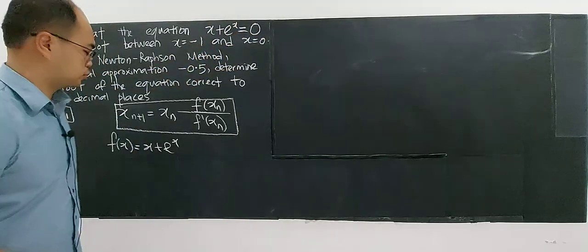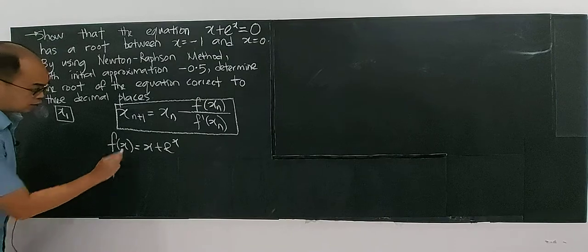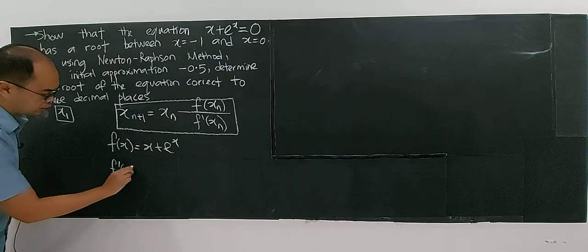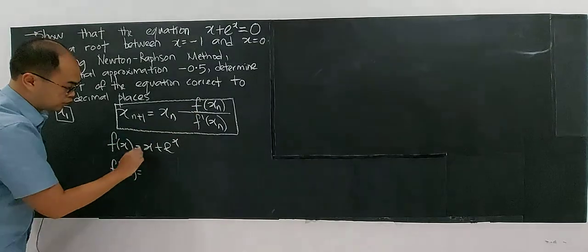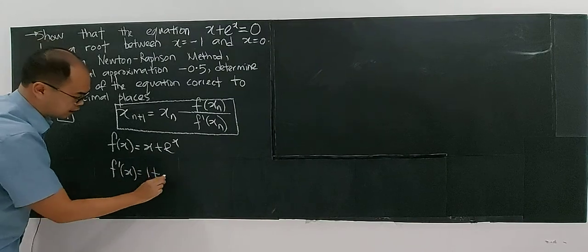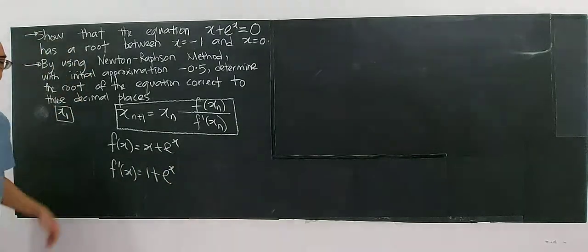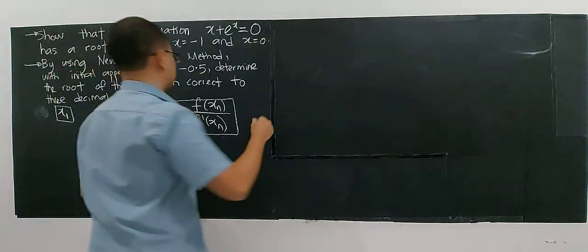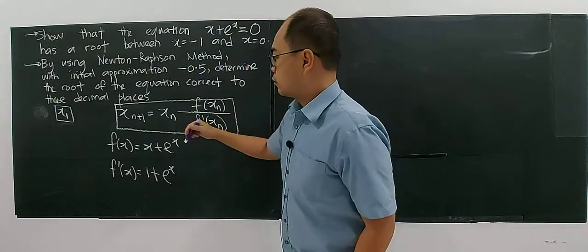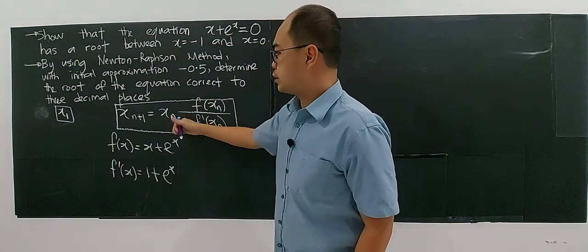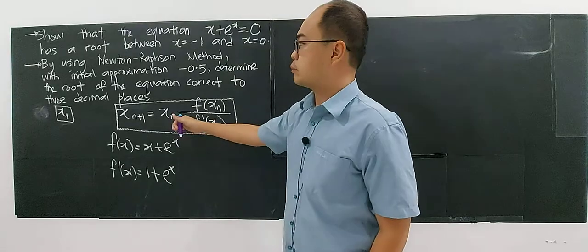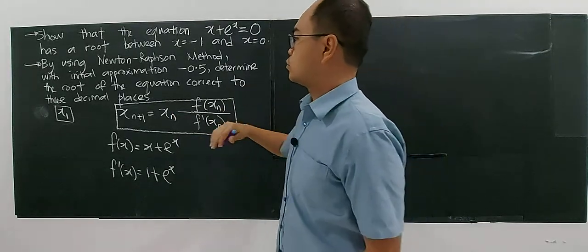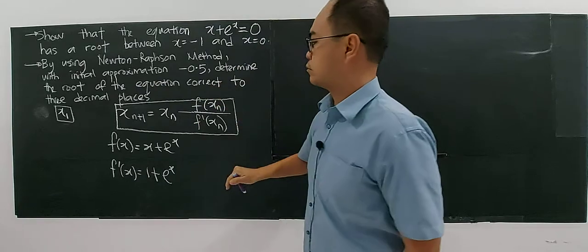I find to find the roots. So then I differentiate. According to this formula, I need the differential for this f(x). So differentiate 1, differentiate e^x, I'm getting e^x, right? So the formula means that the Newton-Raphson iteration method is helping us to get the roots of the equation, right?